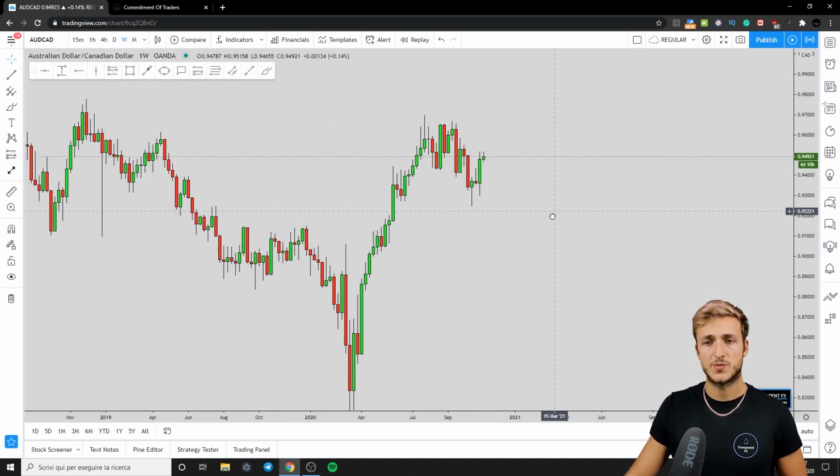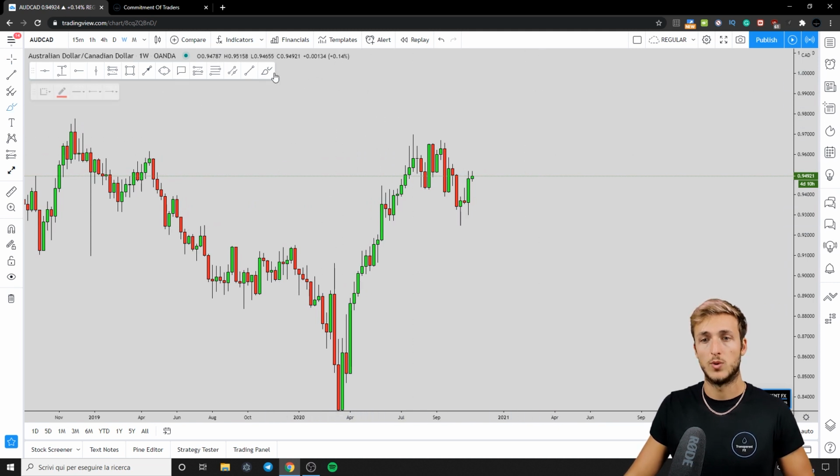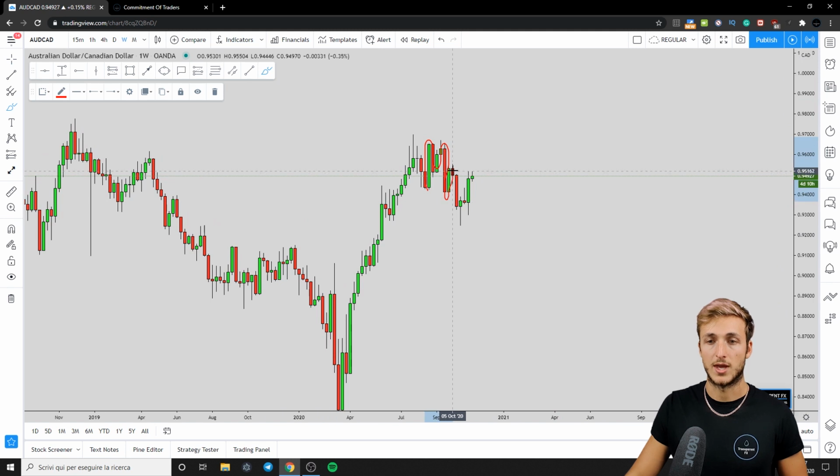Now, from a weekly perspective, the situation is quite clear. We have a market that created this M formation. After the M formation, we had the completion at the neckline and the continuation to the downside. Then the market went and retested this previous support, which at that point is turned resistance.